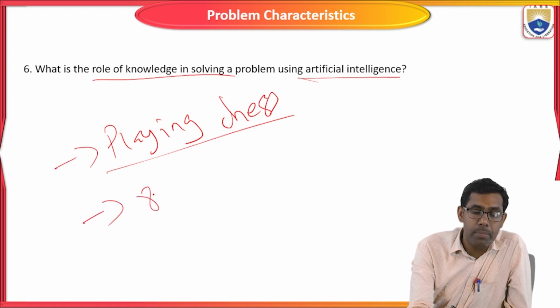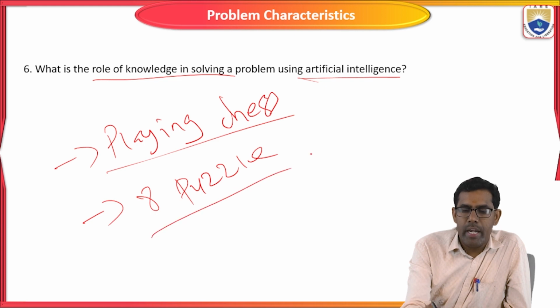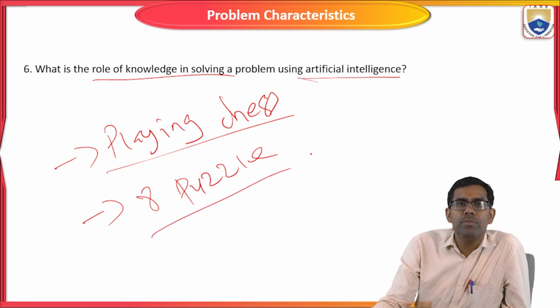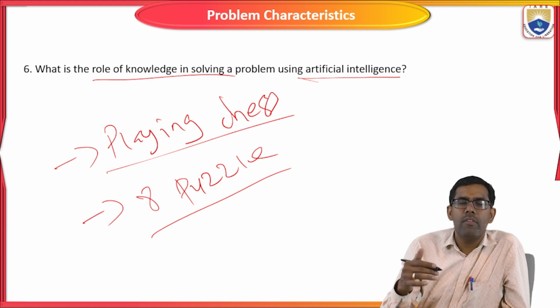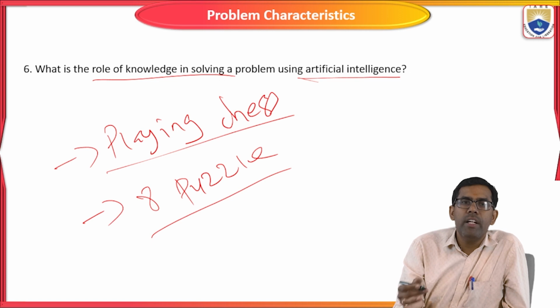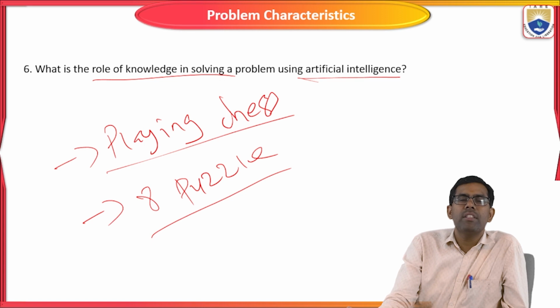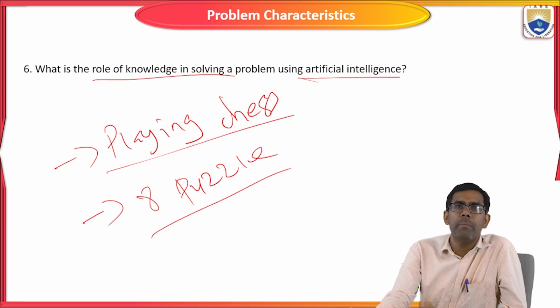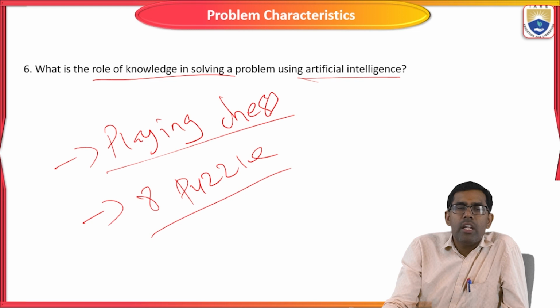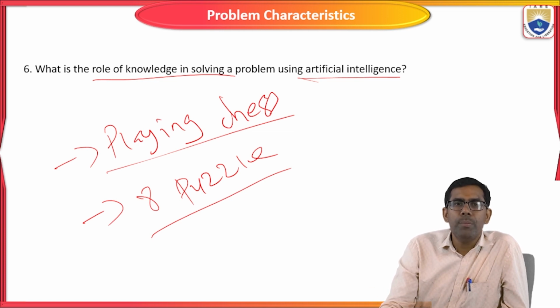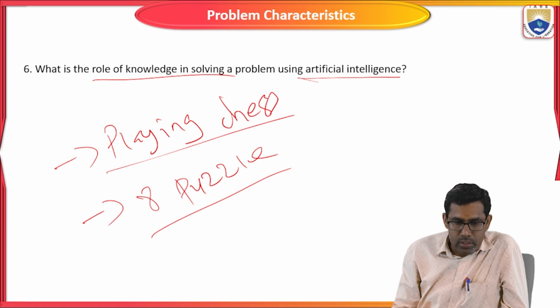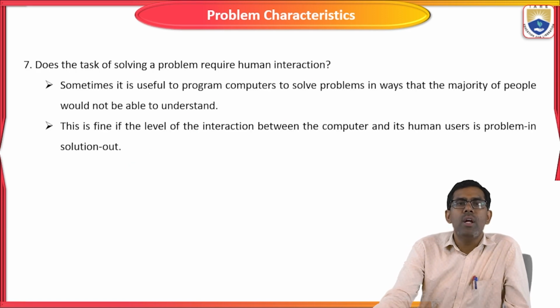If it is the 8 puzzles problem, we are also going to follow certain steps, right? We have to move up, move down, move right, or move left. So what kind of knowledge are we going to apply to solve a particular problem, whether it is playing chess, 8 puzzles or another problem? What type of knowledge we are going to use to solve a particular problem in artificial intelligence machines has to be decided by the production system, right?